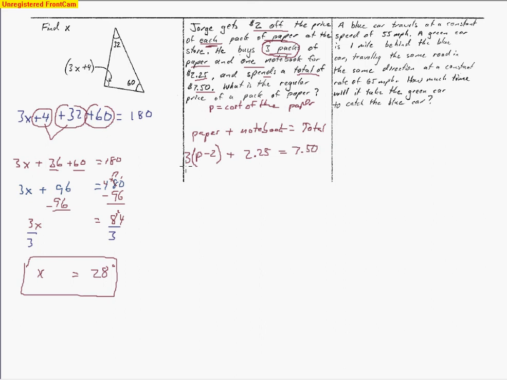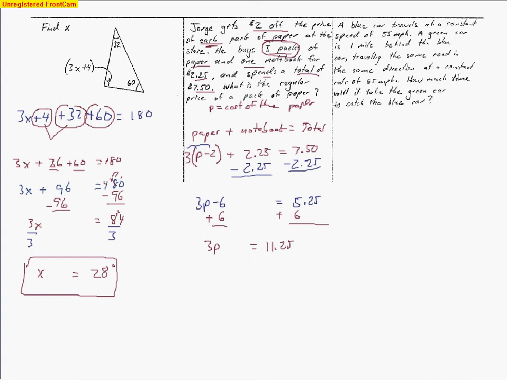So to solve this, I'm going to subtract that $2.25 from both sides. At the same time, I'm going to go ahead and do this distributive property here. So I got 3p minus 6 equals, and on this side I got 5.25. So from that point, I could go ahead and do some opposite operations. I could add the 6 to all sides. So that leaves me with this 3p equals 11.25.